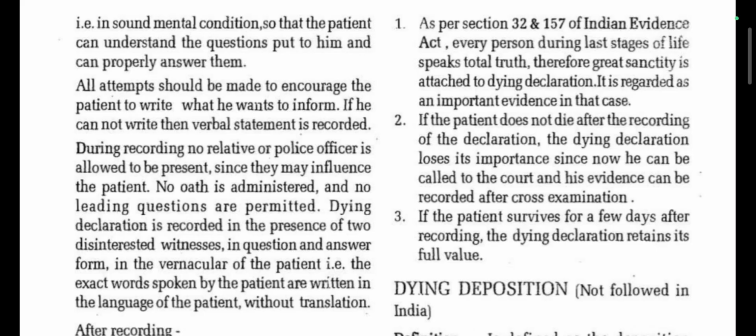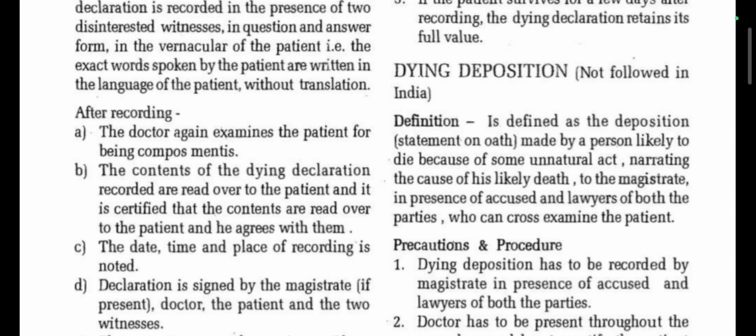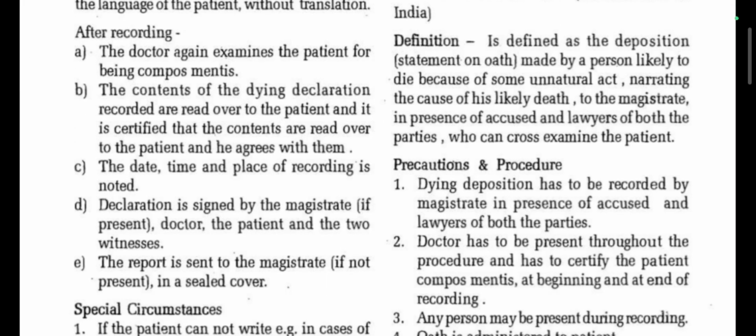Dying declaration is recorded in the presence of two disinterested witnesses in question and answer form in the vernacular of the patient, that is, the exact words spoken by the patient are written in the language of the patient without any translation. After recording, the doctor again examines the patient for being compos mentis.